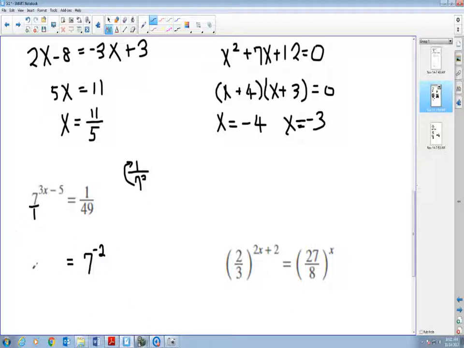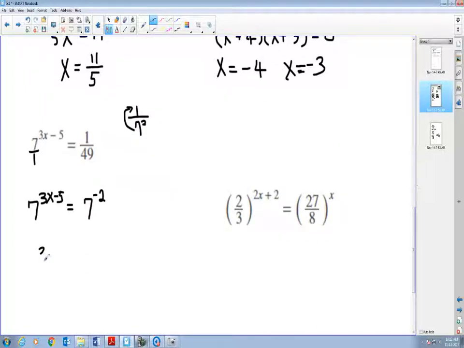Okay, so I can level up. I can be on the same level as the base on the other side. 7 to the 3x minus 5. So now when the bases are the same and the bases are equal, we set their exponents equal to each other. So once I set them equal to each other, this is a linear function. So this is going to be 3x equal to positive 3, I believe. So x equal to 1.